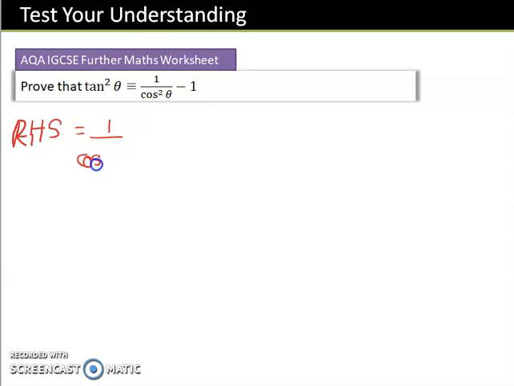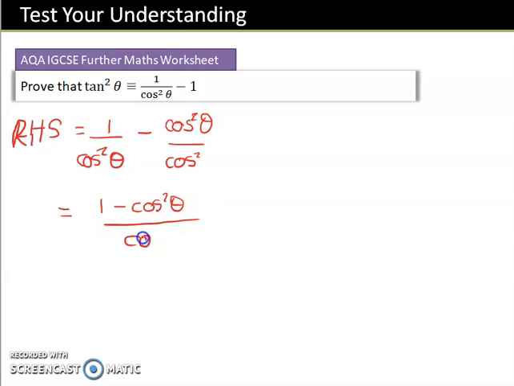So I've got 1 over cos squared theta. Because it's going into one term, I want cos squared theta as a common denominator. So I'm going to change my 1 to cos squared theta over cos squared theta. So I've got 1 over cos squared theta as my common denominator. And then we know that sine squared is 1 minus cos squared theta, so that works. And we know then that that is tan squared theta.